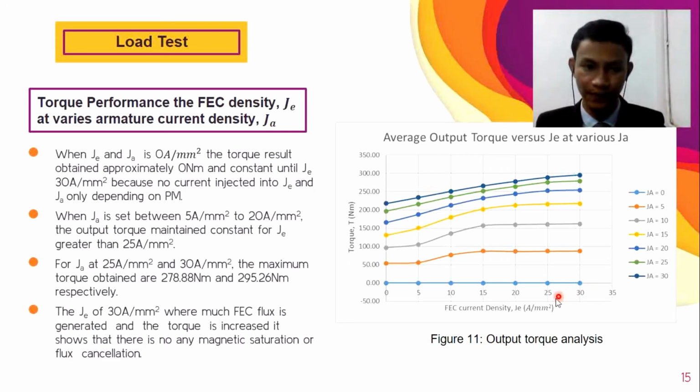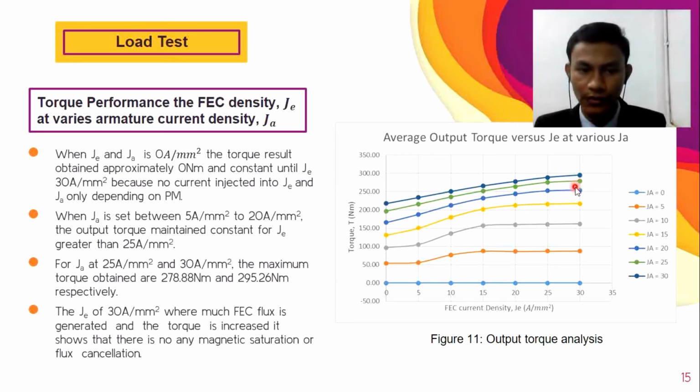So we move to point number 2, which is JA is set between 5 to 20, which is JA 5 until this blue JA 20. The output torque maintains constant at 25 JE. We can see here the output torque maintains constant after 25 JE. So for point number 3 is JA at 25 and JA at 30. So you can see JA at 25 and JA at 30.